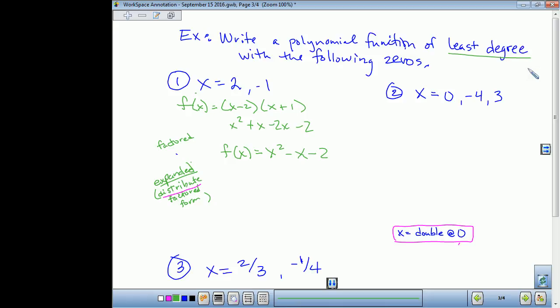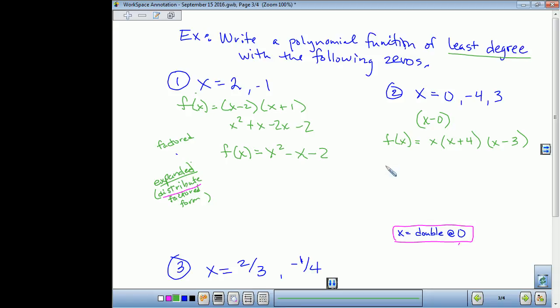You do not have to put a zero on there. Okay? So, couple questions about the zero. Do you have to write x minus 0? No. You can just write x. So x times, what would this one become? Plus 4. And then this becomes x minus 3. All right, so here's my factored form. I'm already there. Now, expanded form.